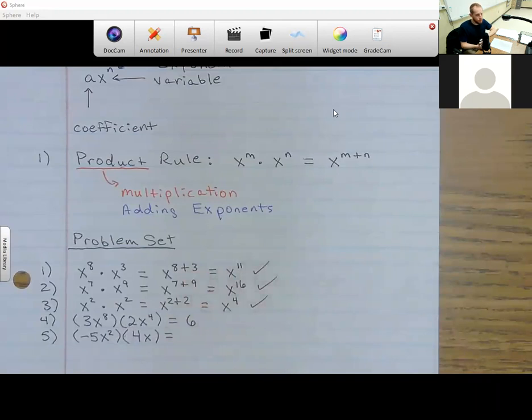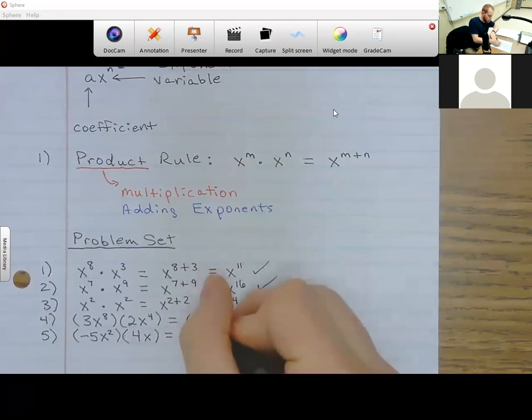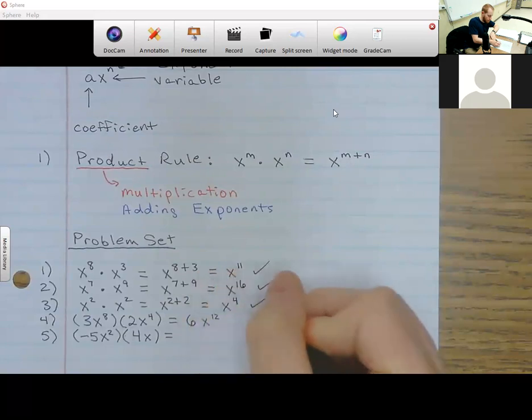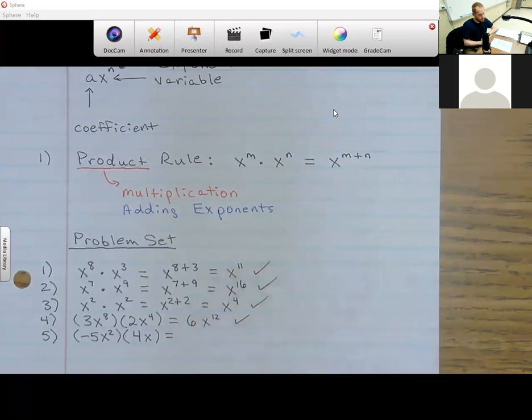The next thing I'm going to do is, like usual, add the exponents. So what's 8 plus 4? That's going to give you x to the 12th. Okay? So that's the difference between number 4 and number 3. Notice for number 3, you don't have any coefficients, or at least the coefficients are assumed to be 1s, right? And 1 times 1 is 1, so you don't really have to worry about the coefficients for 1 through 3. But for number 4 and number 5, notice that you have to multiply first.